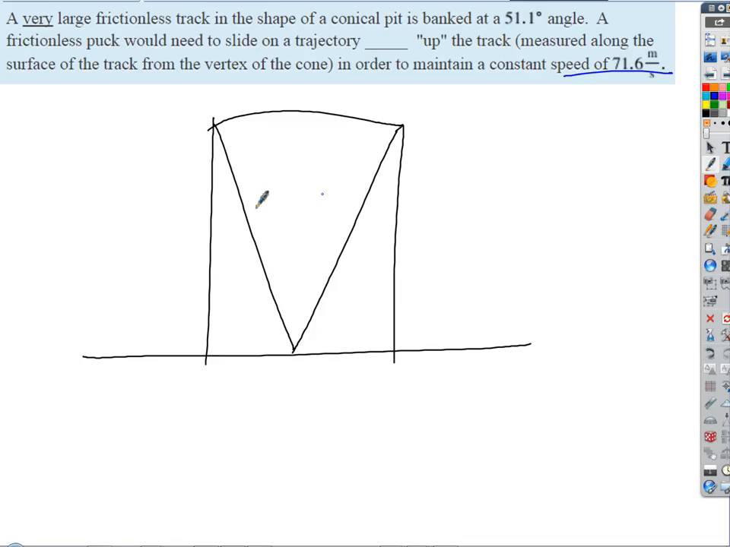Does that make sense? Really what this boils down to is I just need to know for exactly what circle this speed is going to match the centripetal acceleration in the radius, right? Does that make sense? How are we going to figure out what the centripetal acceleration is? Radius. First equation. So here's the puck traveling around on this trajectory. What are the forces acting on the puck?